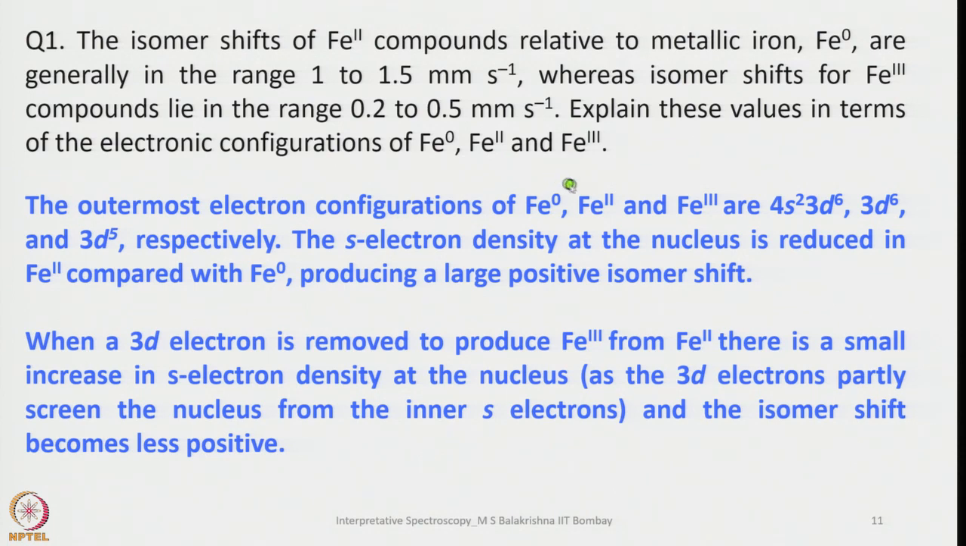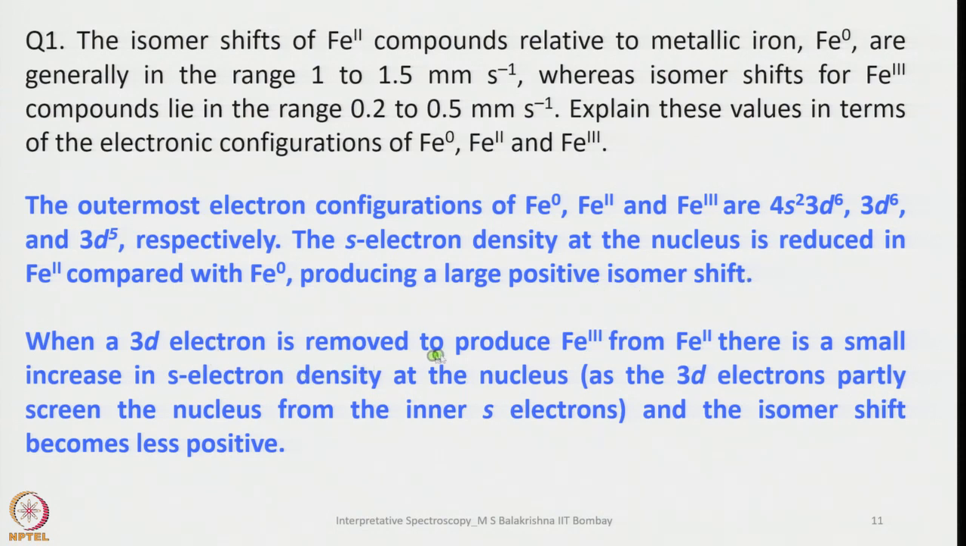So the s electron density at the nucleus is reduced in Fe2 compared to Fe0, producing a large positive isomer shift. That means s electrons. The reduction in s electrons will show a large positive shift, that one should remember. Here we have two electrons in s, and here no electrons. So electron density is reduced. That produces a large positive isomer shift.